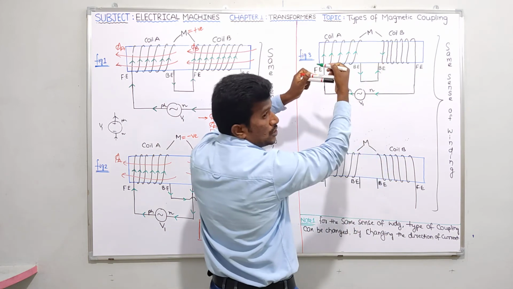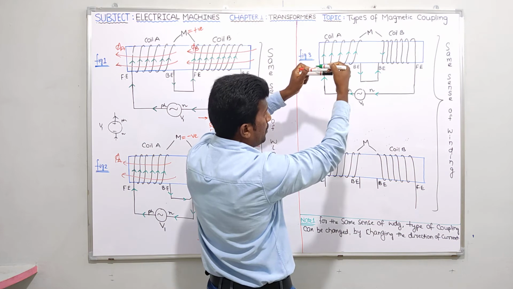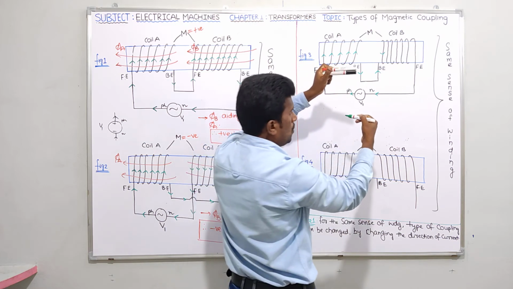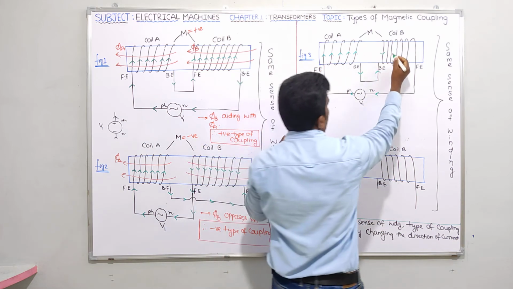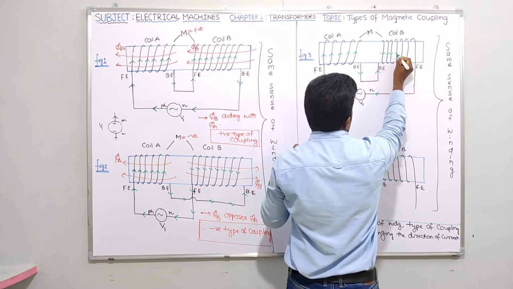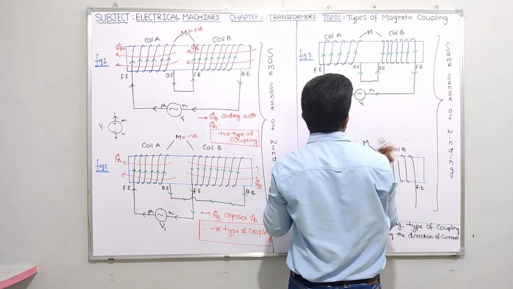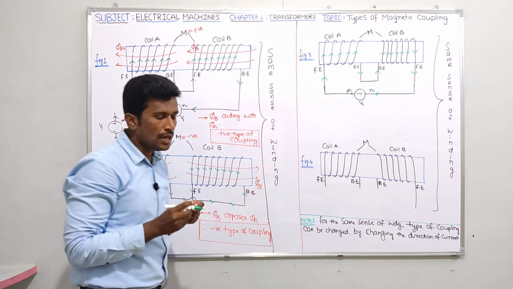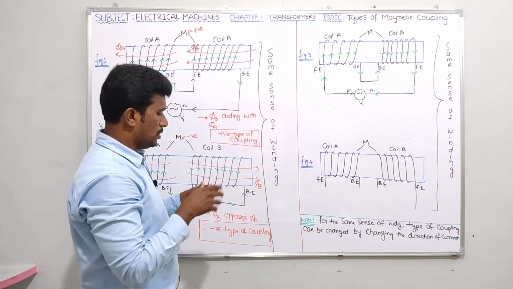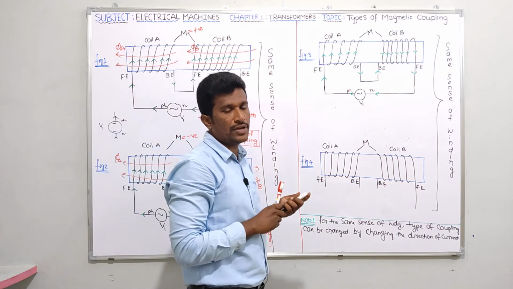Entering at back end, I cannot show that. And from front end, it is leaving. Once it is entering at back end, leaving from front end, this is the direction of current in coil B. Is it clear? Now tell me guys, please use the right hand thumb rule and tell me the direction of flux pi A and pi B.